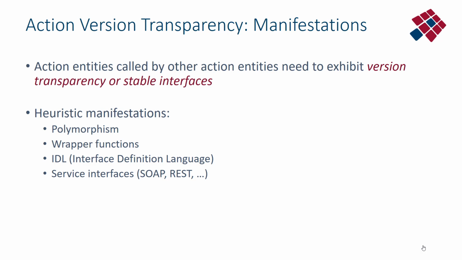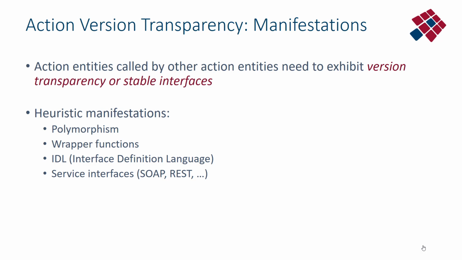Now, there are many manifestations as well. It's also well known. Action entities need to exhibit version transparency, stable interfaces, not just at high-level business functionality, but basically throughout the fabric of your entire modular structure of the software. And there are many manifestations. Polymorphism is a way of doing that. The use of wrapper functions in the pre-object-oriented era is a way of doing that. The interface definition languages, which were specified at the time of CORBA, for instance, is a way of doing that, and also service interfaces like SOAP and REST.